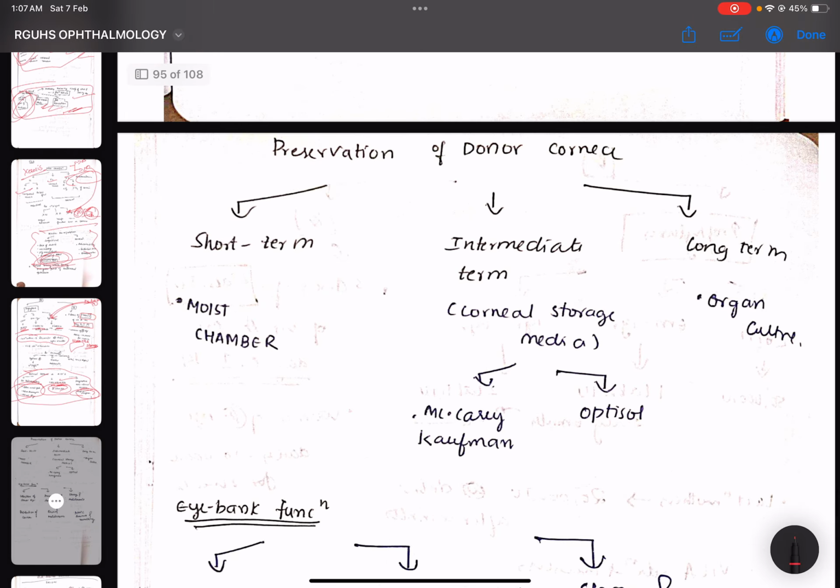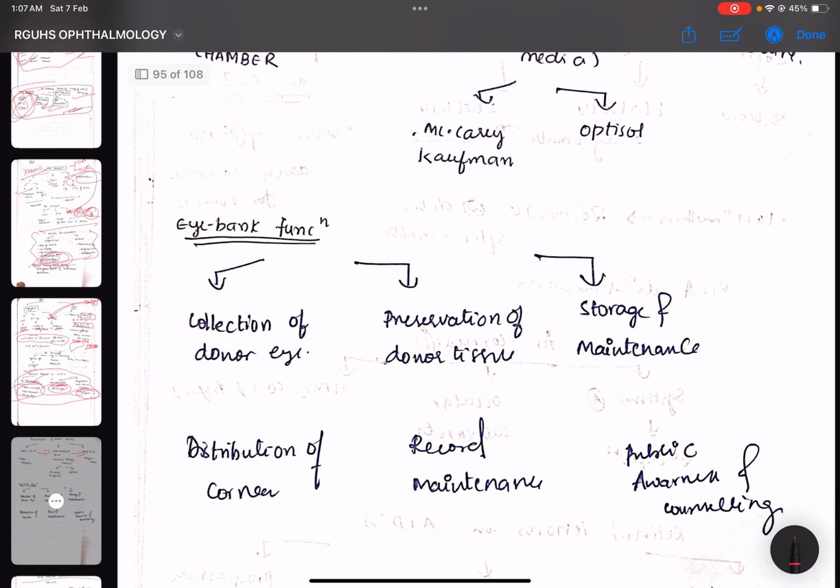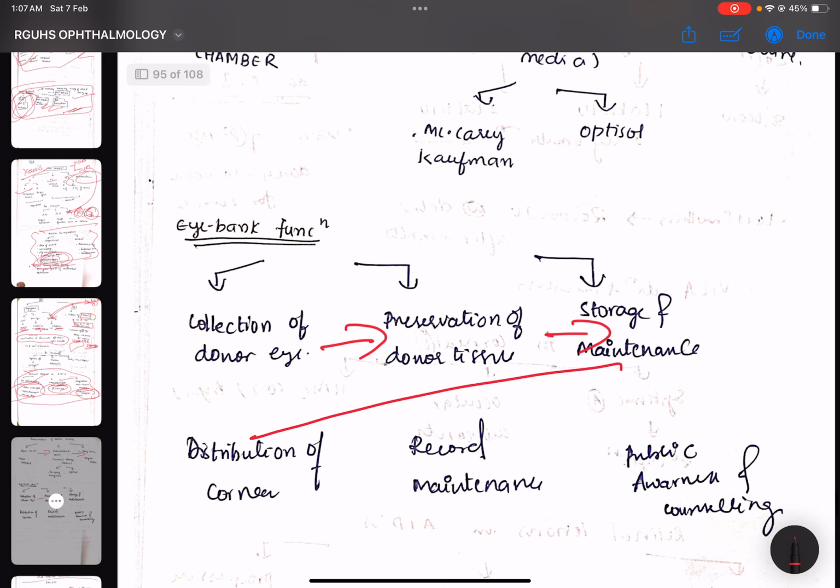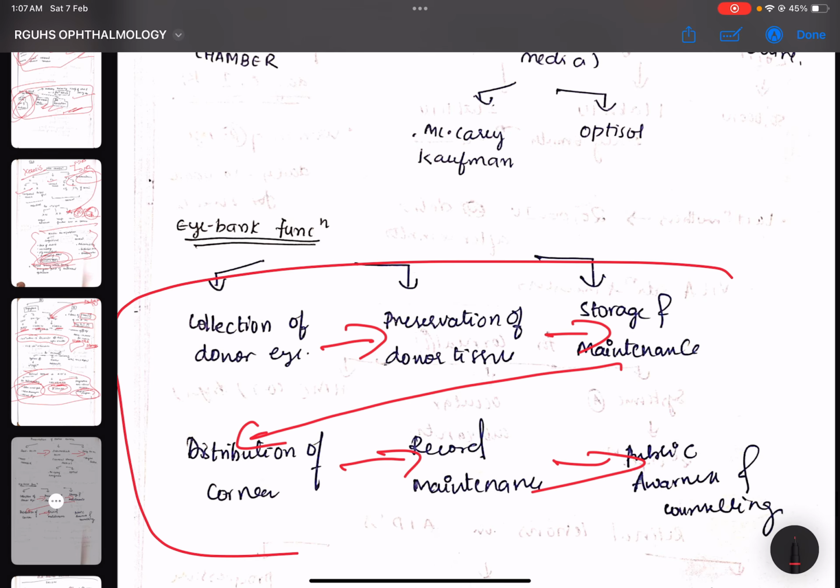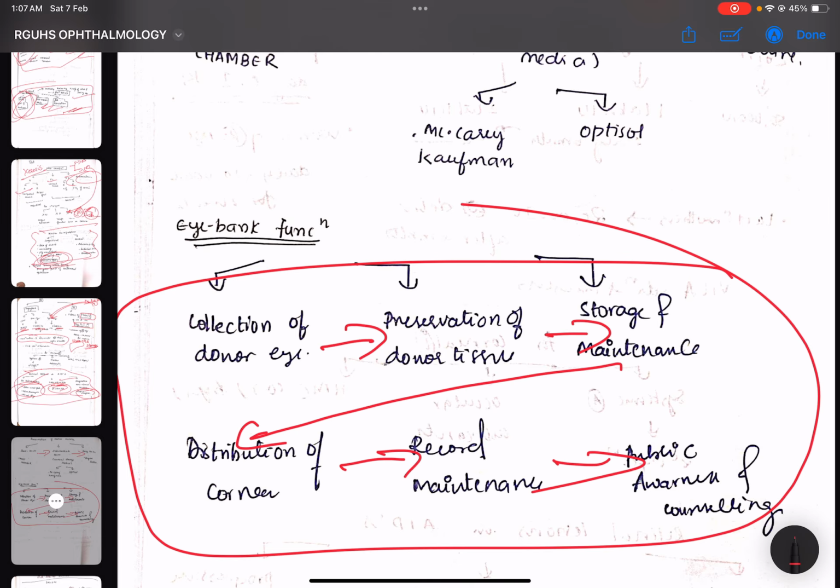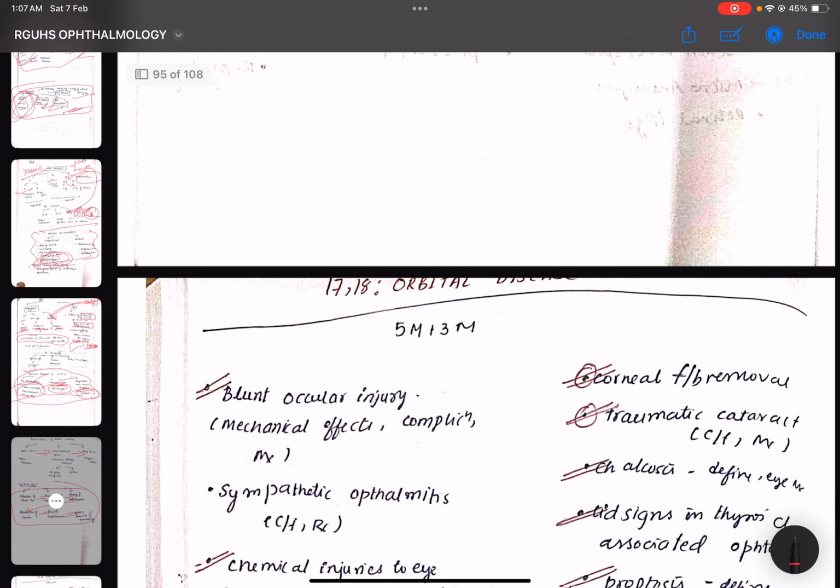Again, how do you preserve the donor cornea? These are methods for short term, intermediate term, and long term, and these are eye bank functions. This is an easy thing. So if you know the steps which they follow, then I think it should be enough.